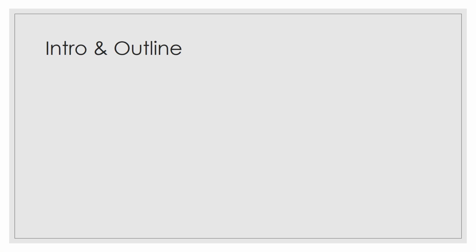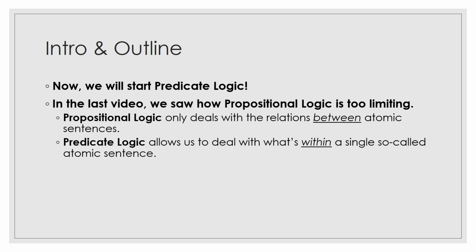Let me just provide a basic outline of what we're going to be doing and a review of the last section. So we'll be starting predicate logic in this video. Now, in the last video, we saw how propositional logic is just too limiting. We found out that propositional logic only deals with the relations between atomic sentences, whereas predicate logic allows us to deal with what's within a single so-called atomic sentence. So we'll be able to deal with a proposition such as all men are mortal, a proposition such as Socrates is a man, and a proposition such as Socrates is mortal. The categorical syllogism cannot be analyzed in propositional logic, but it can be analyzed in predicate logic.